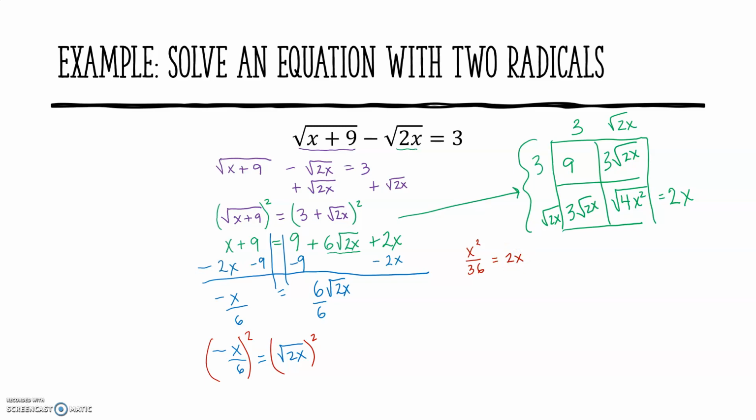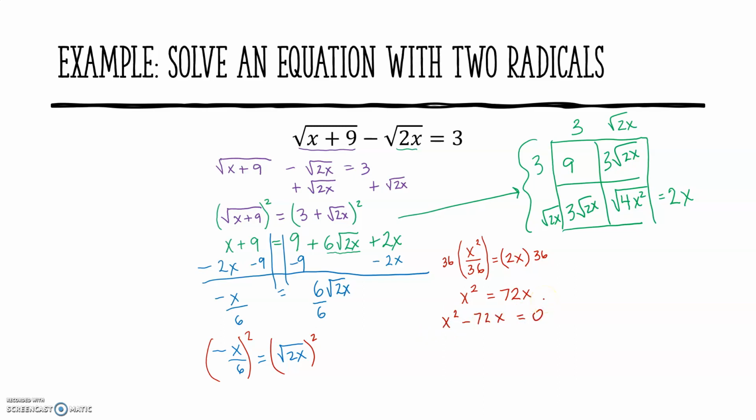And I don't really like looking at that fraction, so I'm actually going to get rid of that fraction by multiplying this side of the equation by 36, and I'm also going to multiply this side of the equation by 36. So I get x squared equals 72x. I have a quadratic. I'm going to move all of my stuff over to one side of the equal sign. So I have x squared minus 72x equals 0.